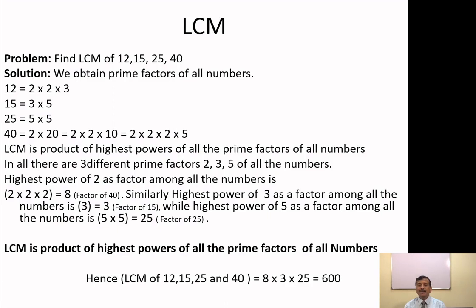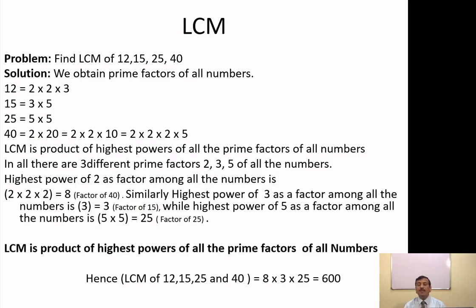Now, if you consider 40, there is another factor 2 coming in. So it is basically 2 into 2 into 2. So it is 2 raised to 3. For 12, the factor is 2 raised to 2. For 15, the factor is 2 raised to 0 because 2 is not there. For 25, the factor of 2 is 2 raised to 0 because 2 doesn't exist. But for 40, the factor is 2 raised to 3. And 2 raised to 3 happens to be the highest power. So we take this 2 raised to 3 for calculating LCM.